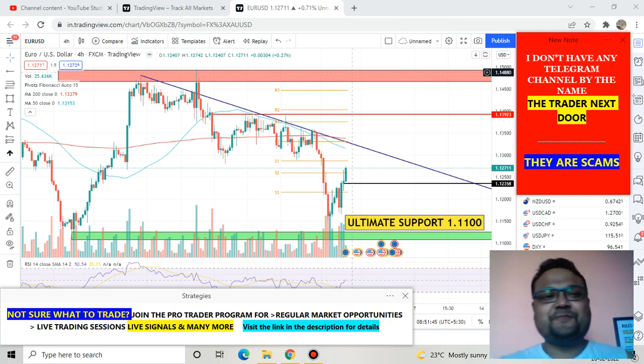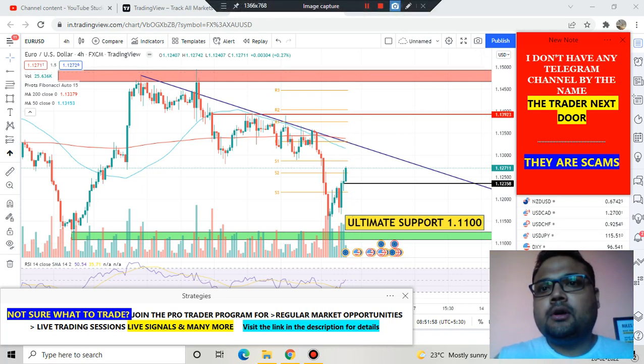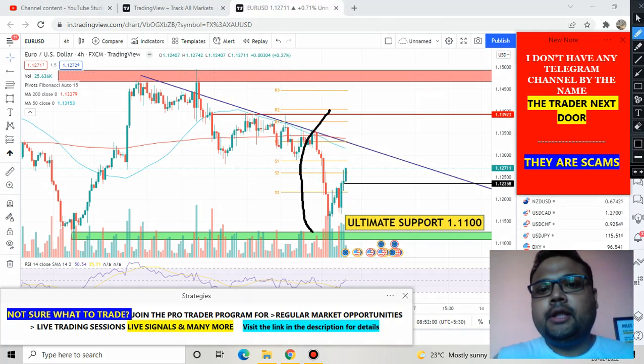So let's get started. This is the 4 hour chart of Euro USD in front of us right now. And as we all know, the market is extremely volatile due to the ongoing war between Russia and Ukraine. When the news came out, we saw a huge drop on Euro USD, and also GBP USD. There was a huge drop on the charts.